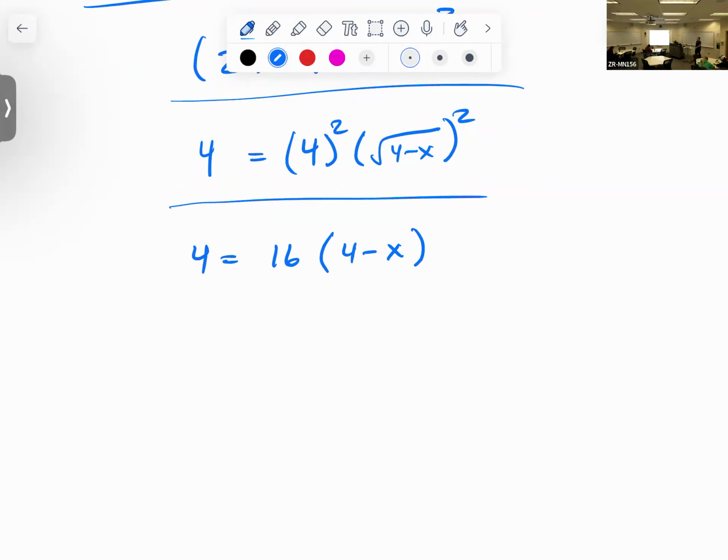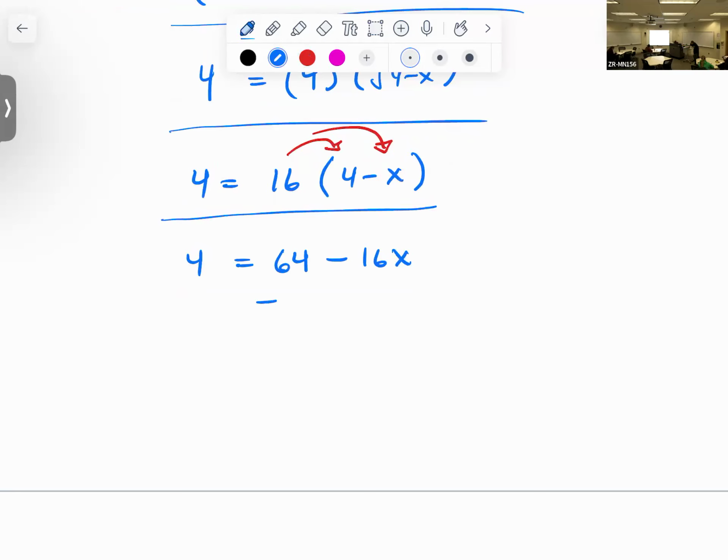So that becomes 4 squared, 16. Root 4 minus x squared is just 4 minus x. And then what should we do? Rainbow. And look at that, we're ending the class on basically exactly what we started with. Oh, it's almost like I planned this. 64. 16 times 4. 4 minus 16.